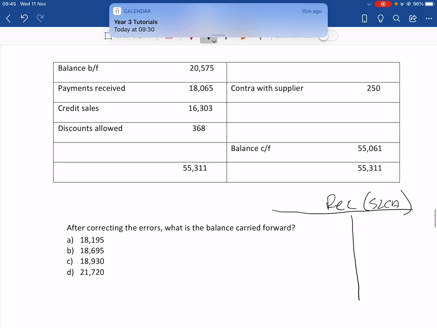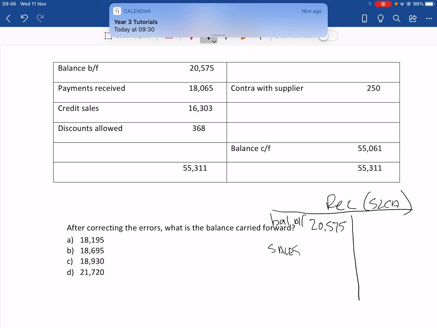So what this is saying, we've got a balance brought forward, this one's right. So balance brought forward of 20,575, okay? So that basically means that our customers owe us 20,575. What would increase the amount of money that our customers owe us is when we sell things to them, wouldn't it? So that would increase the amount of money, wouldn't it? Yeah? And what reduces the amount of money that our customers owe us is when they pay us, or any discounts that we give to them, or any of those things.